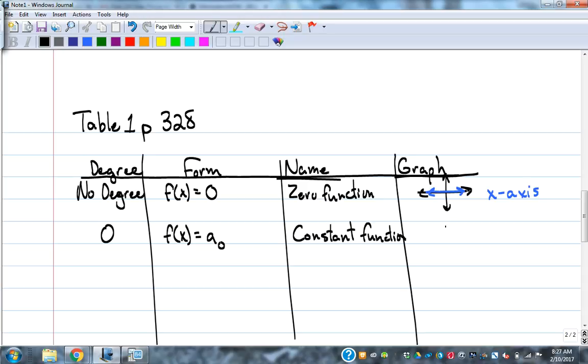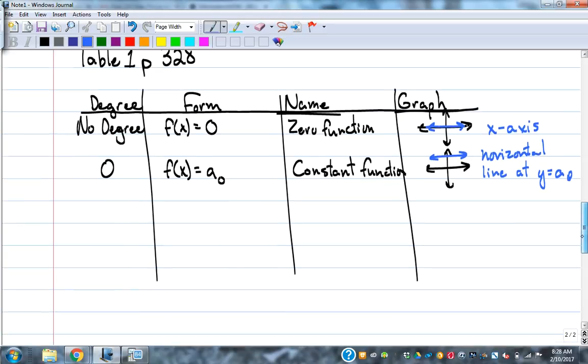So the graph, it's still y equals a number. It's a horizontal line, right? But it's not on the x-axis. It's anywhere else. So it would be wherever a sub 0 is: a horizontal line at y equals a sub 0, whatever number it is. When we get to some real problems, we'll have numbers in there. Can't do anything real yet.